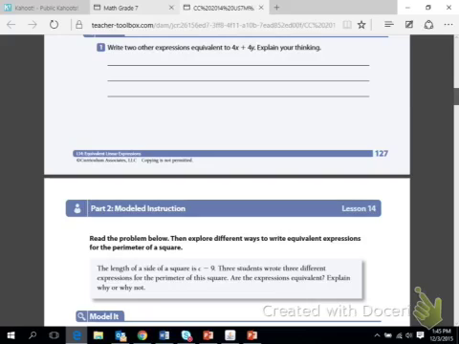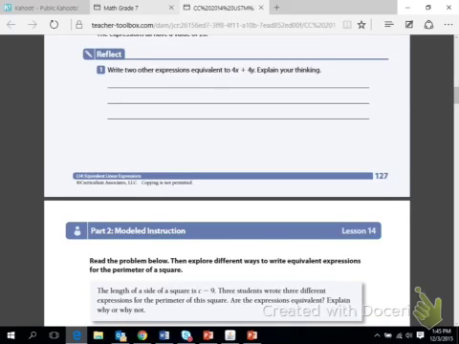Now if we reflect, we're being asked to write 2 other expressions equivalent to 4x plus 4y. We've already talked about 4 equivalent expressions. We have said in recap that we are looking at x plus y plus x plus y plus x plus y plus x plus y. That is one expression.